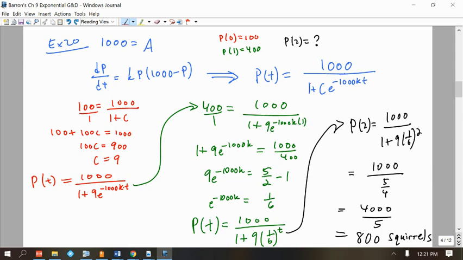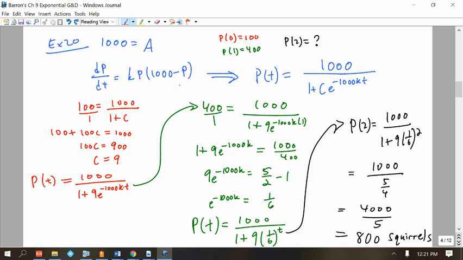So I want to find P of 2, which you see over here in the end is black, P of 2. But what I have to do first is find the constant C, and I have to find the constant K, the proportionality constant. So the first step is solve for C.